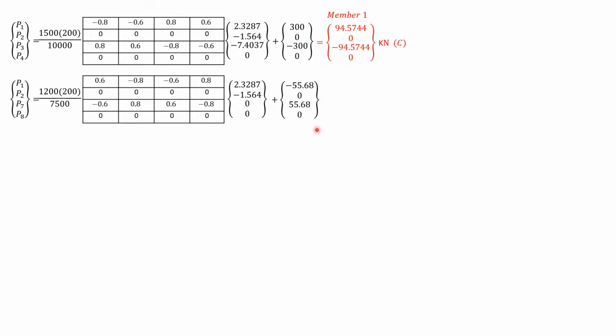The fixed end force will be tension: negative 55.68 and 55.68. So 0.6 times 2.3287 plus negative 0.8 times negative 1.564, just these two because the rest is 0 times this value here, then plus negative 55.68 would be equal to 29.0694. So the second should be negative 29.0694. So member 4 is in compression.